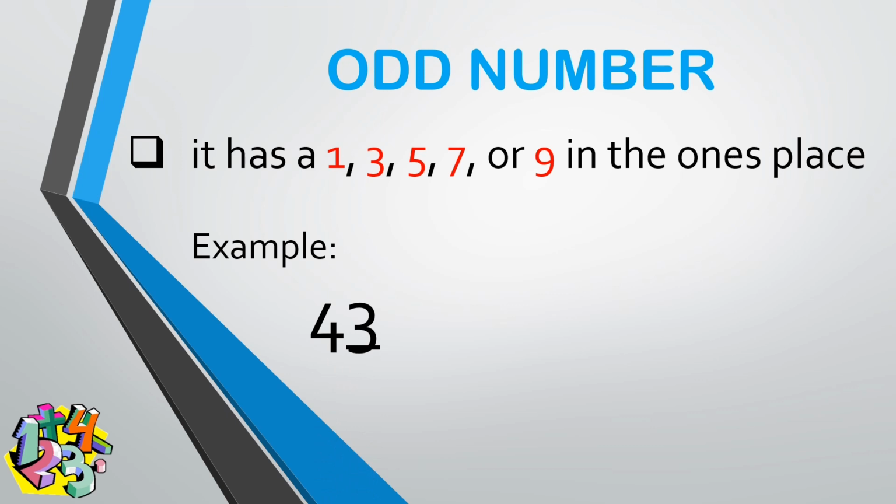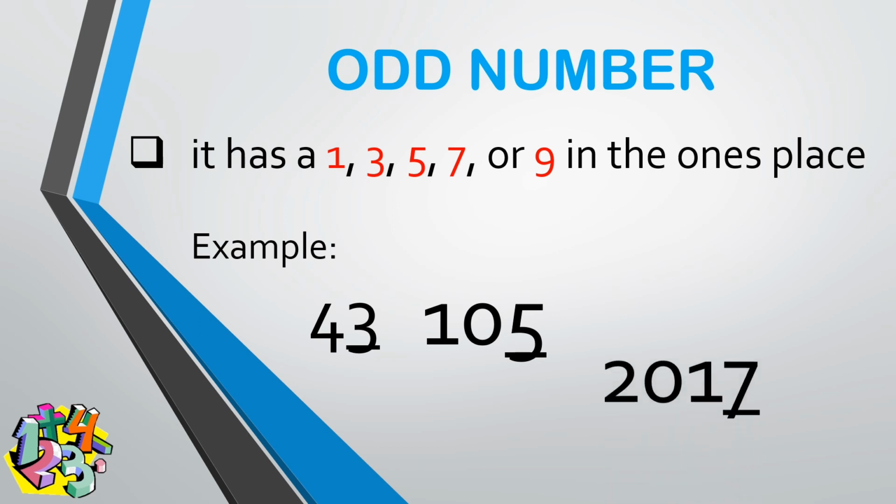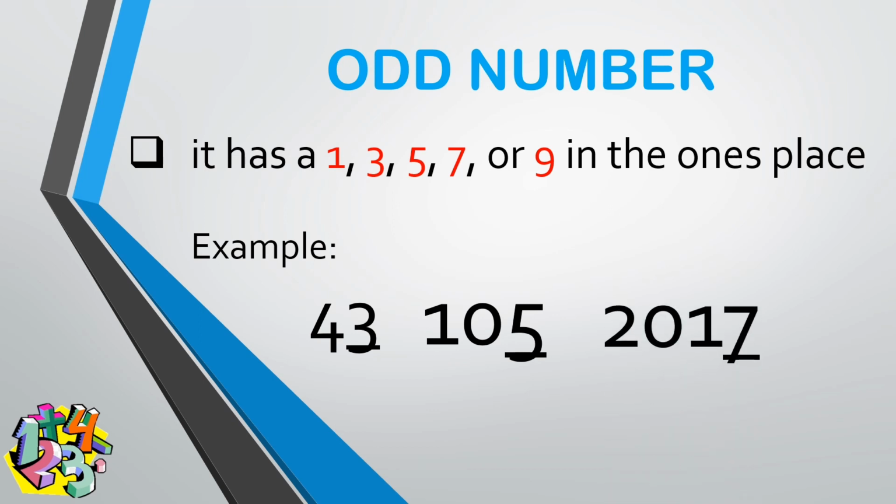Example, 43. The number in the ones place is 3, and 3 is an odd number. 105. 2017, and the last digit is 7, and 7 is an odd number. 99. Last example, we have 21.